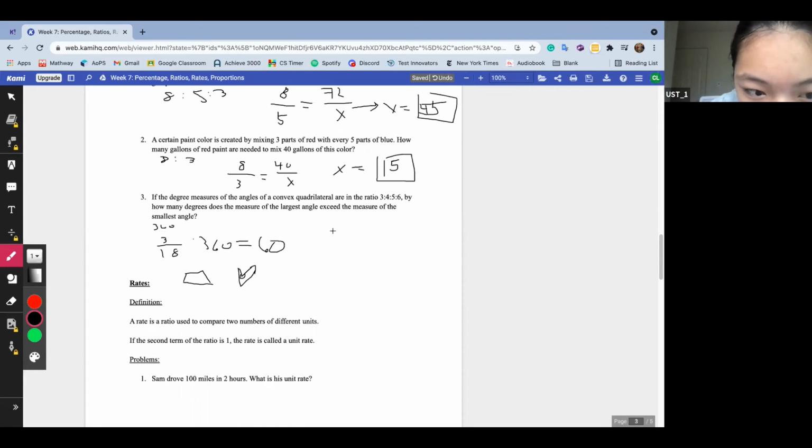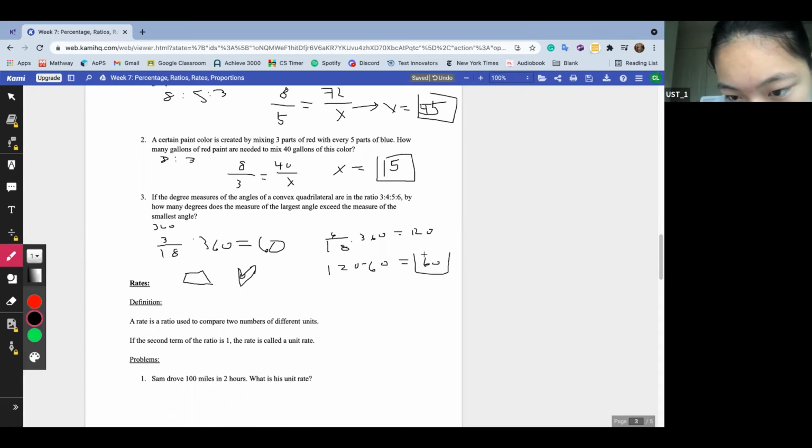And we can do the same with this over here. 6 over 18 times 360 equals 120. 120 minus 60 equals 60.